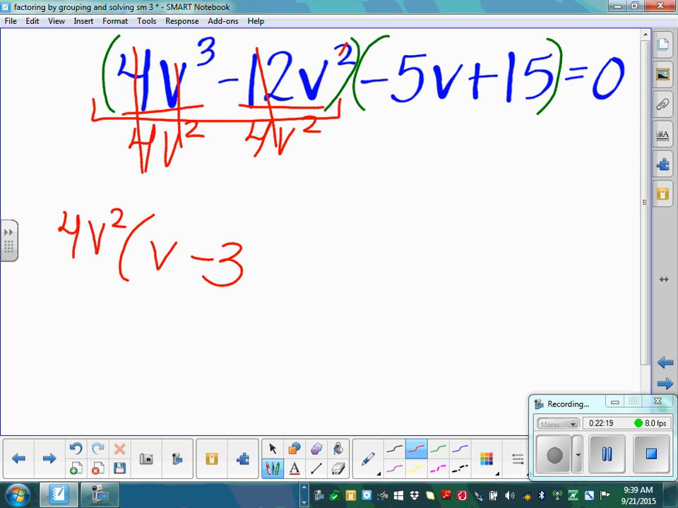What? 1. Guys, v squared divided by v squared is 1. Okay, so 3 times 1 is 3. So I'm not going to write that. Questions on the first group?